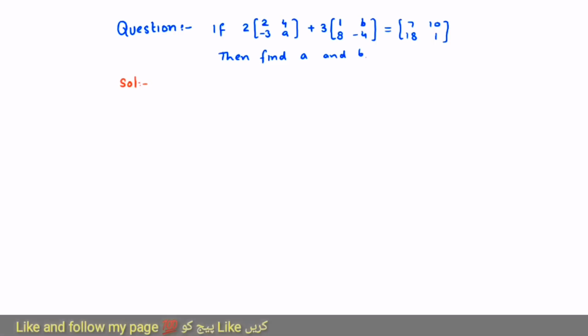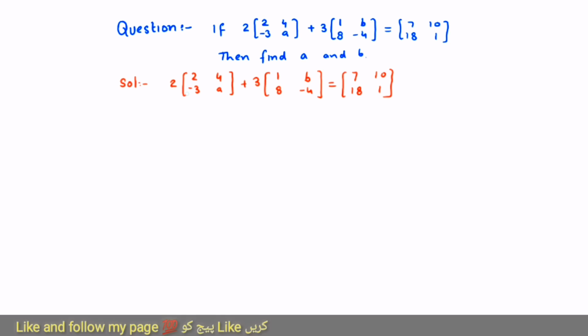Another important question: we have to find the value of A and B, and the given matrices are [2 4; -3A 1B] and [8 -4], which is equal to [7 10; 18 1].